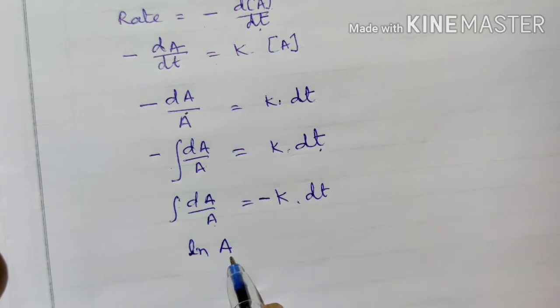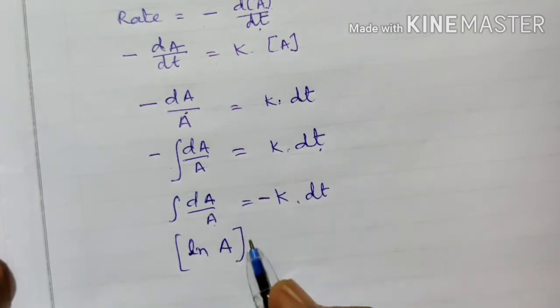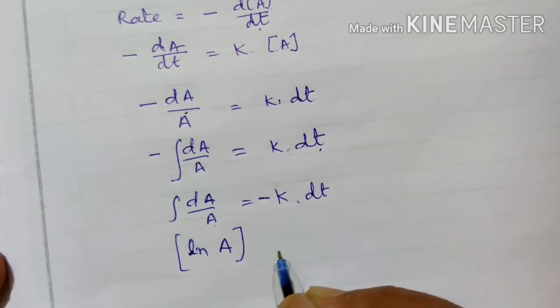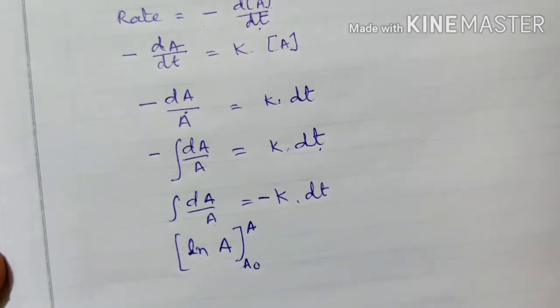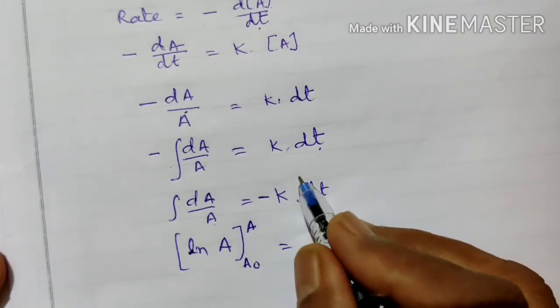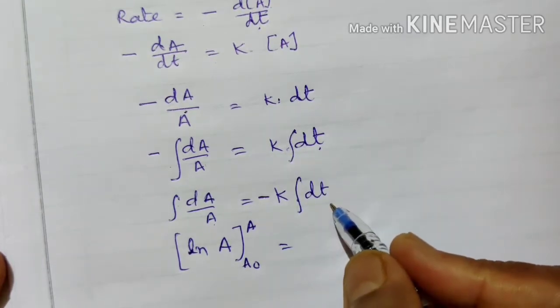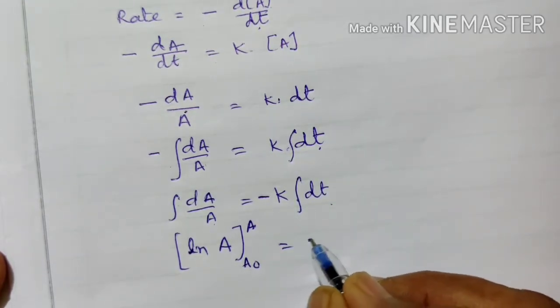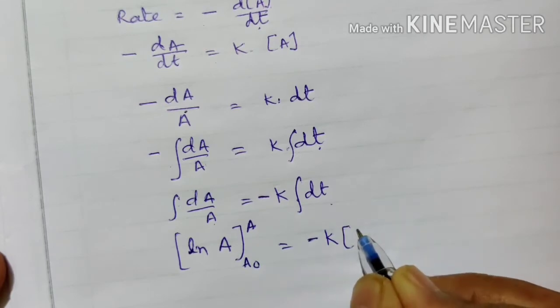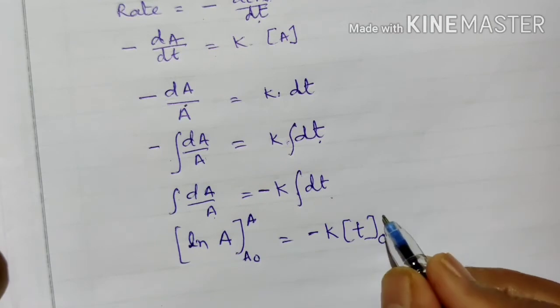So this is ln A, and because there is a change in the concentration, that is the concentration from A0 to A, or you can take it with the time t also. So this is equal to, and when we integrate with respect to t, then you will get minus k and t, and again we will put here the limits, that is from 0 to t.